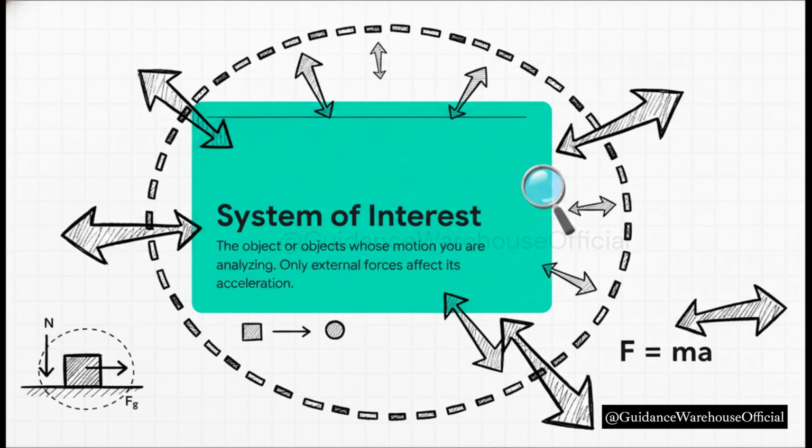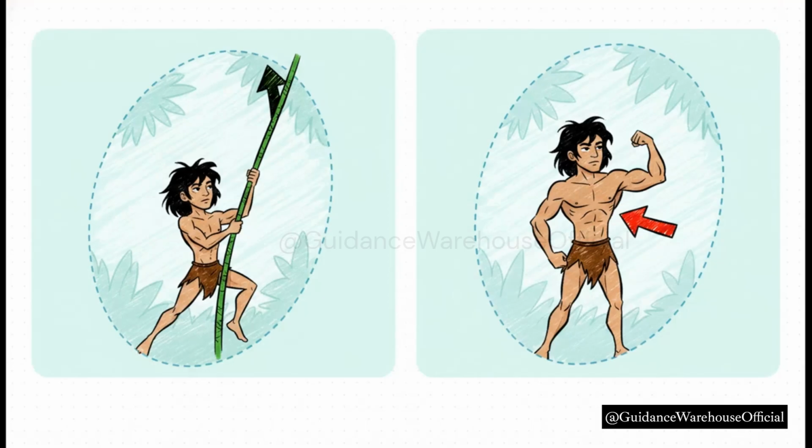And why does this matter so much? Well, it's because Newton's second law, good old F equals ma, only cares about the external forces, the forces that actually cross the boundary of that bubble from the outside. This slide gives us a perfect example to wrap our heads around this.